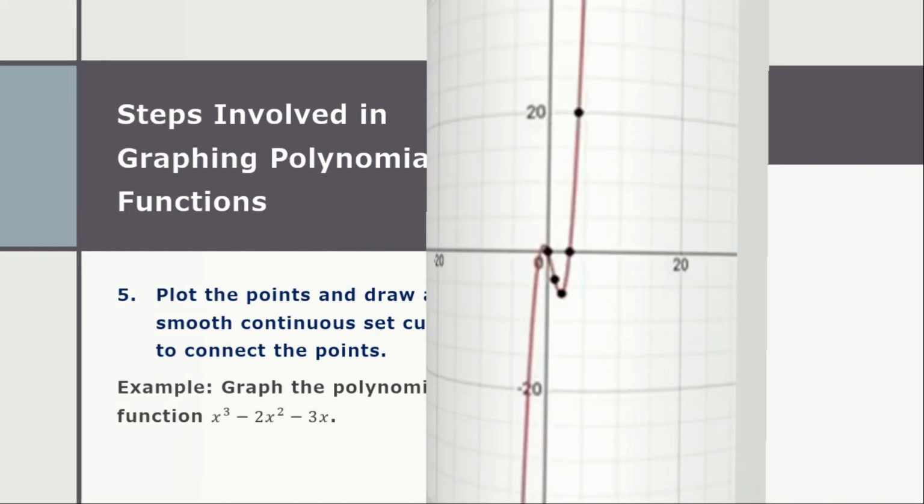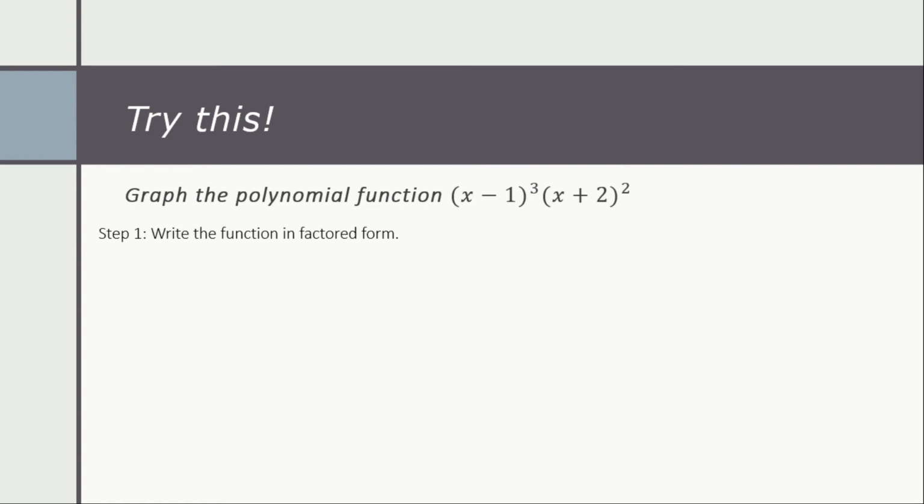And now, grab your pen and paper and let us all graph the polynomial function p of x equals the quantity x minus 1 raised to 3 multiplied by the quantity x plus 2 raised to 2. For step number 1, within 30 seconds, write the function in factored form.